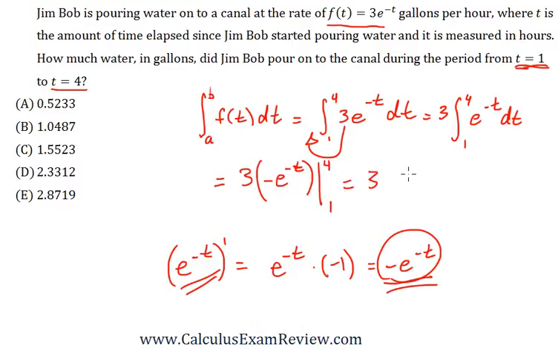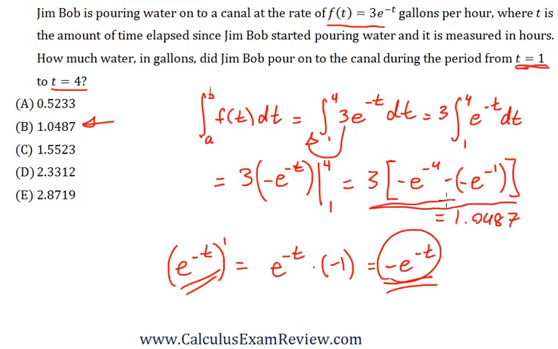Of course, we're going to be allowed to use our calculators with this problem. Nobody is going to be expected to evaluate these things with the power of their mind on the exam. So we can go negative e to the power of negative 4 minus negative e to the power of negative 1. And that should give us 1.0487 if you plug the whole thing in, of course. And that's it.